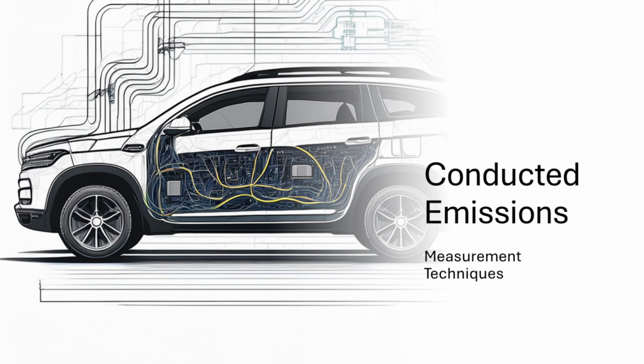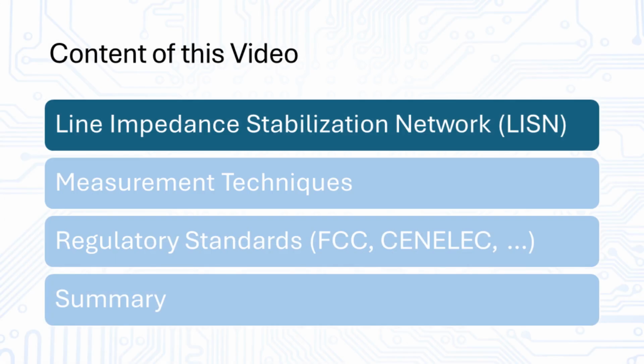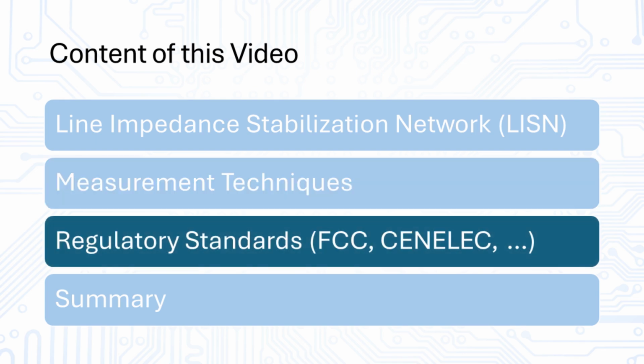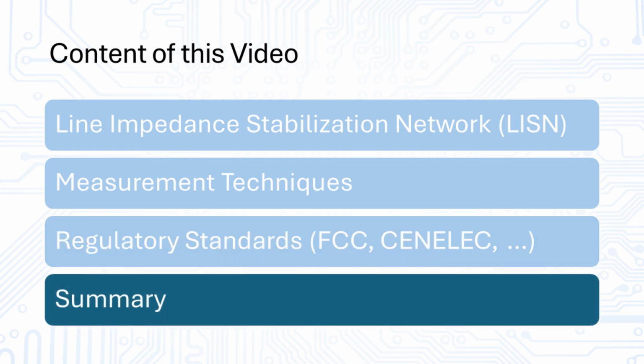Welcome everyone. This is the second video in our series about conducted emissions. It deals with the different techniques to measure differential and common mode conducted emissions and gives a general overview about regulatory institutions. We start by explaining a vital component for these measurements, the line impedance stabilization network. Afterwards, we talk about performing measurements with different equipment before giving an overview of the regulatory standards. As a conclusion to this video, we will give a short summary of the discussed content.